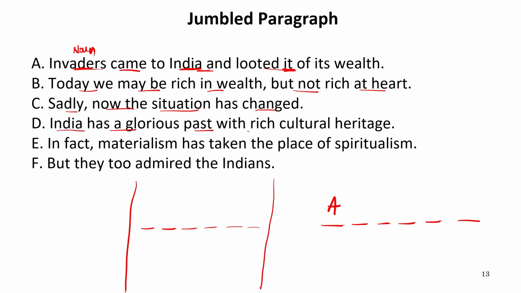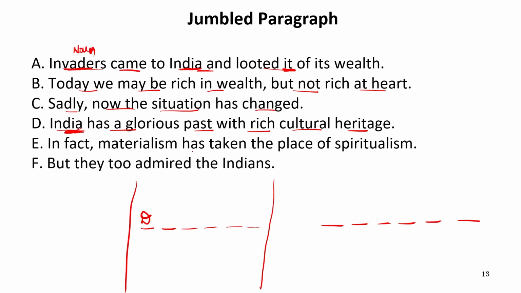India has a glorious past with rich cultural heritage. So here India has been talked about for her glorious past. It means this can be the first sentence. Now, this was the situation of India. So this was the previous action, because at that time India was very good, or very rich. After this, invaders invaded India. Therefore, we can say that D should be the first sentence, because this has happened after this action. Therefore, this cannot be the first sentence of the sequence.